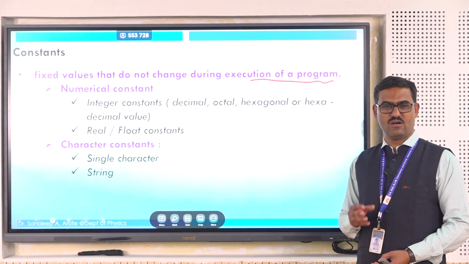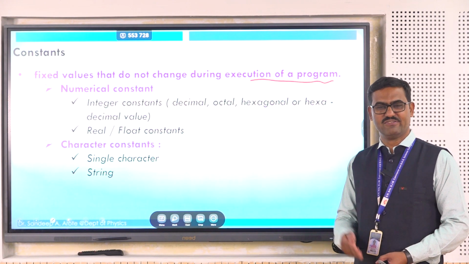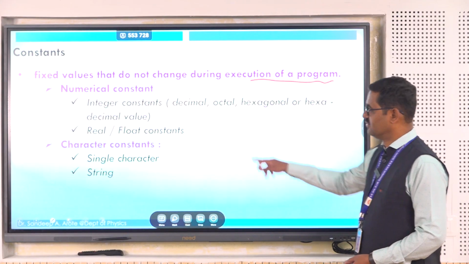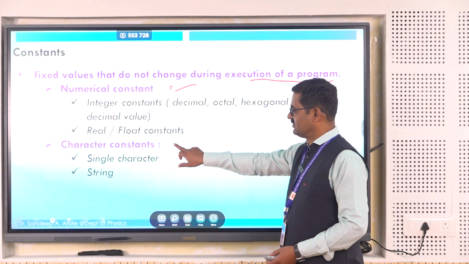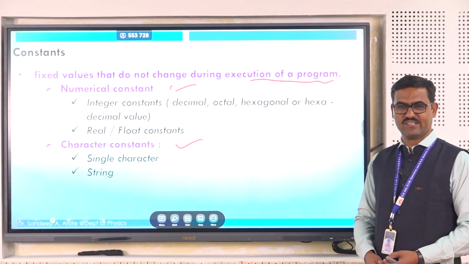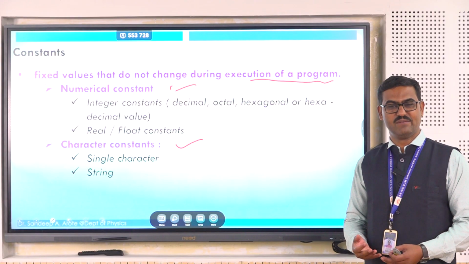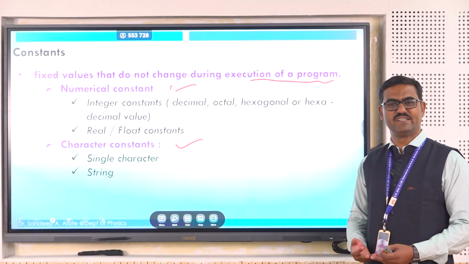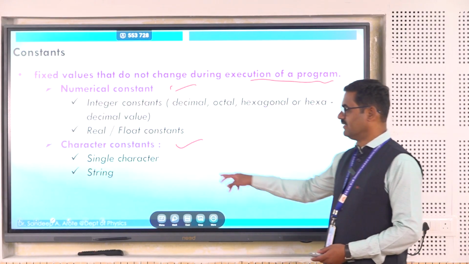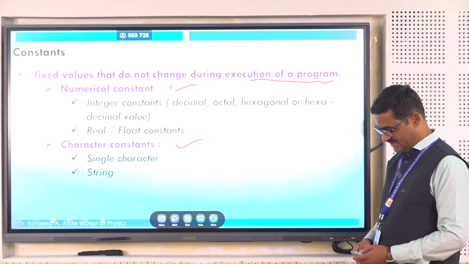Now, based on what number or what character you are assigning to the variable, there are different types of constant. The first is known as numeric constant and the second is known as character constant. Numeric constant means either an integer or real number, while character constant means a single character. It can be a letter, a digit, a white space or a special character. All that can come either in a single form or in a sequence in a character constant. So, let us see one by one.